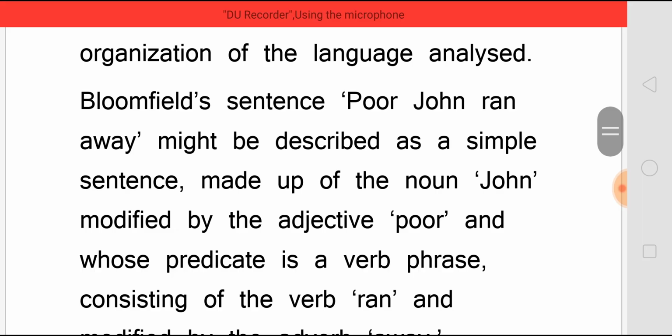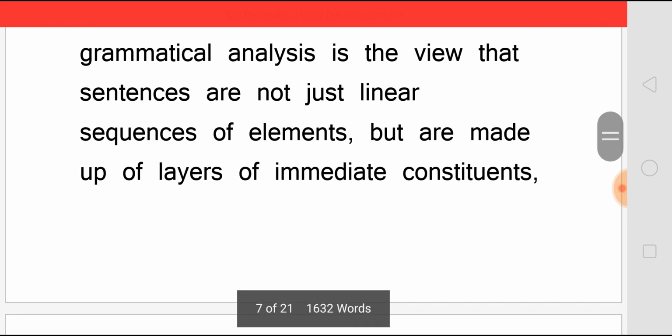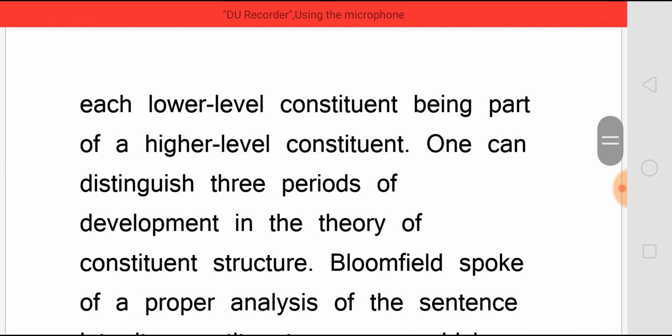Bloomfield's sentence, "Poor John ran away," may be described as a simple sentence made up of a noun, that is John, modified by the adjective poor, and whose predicate is a verb phrase consisting of the verb ran modified by the adverb away. Underlying both the approaches to grammatical analysis is the view that sentences are not just linear sequences of elements but are made up of layers of immediate constituents, each lower level constituent being part of a higher level constituent. One can distinguish three periods of development in the theory of constituent structure.